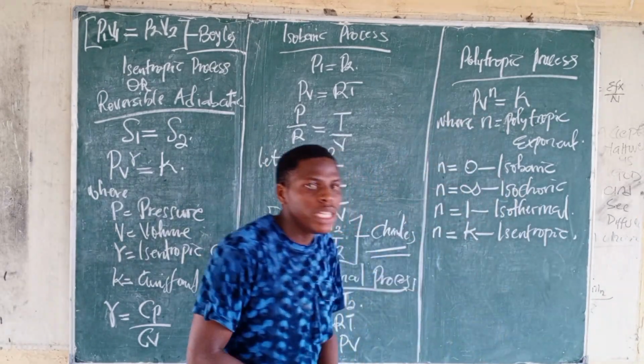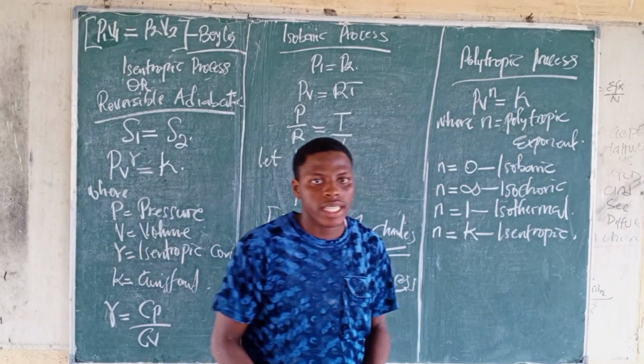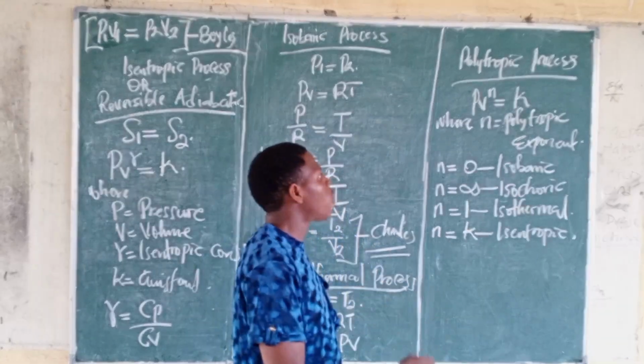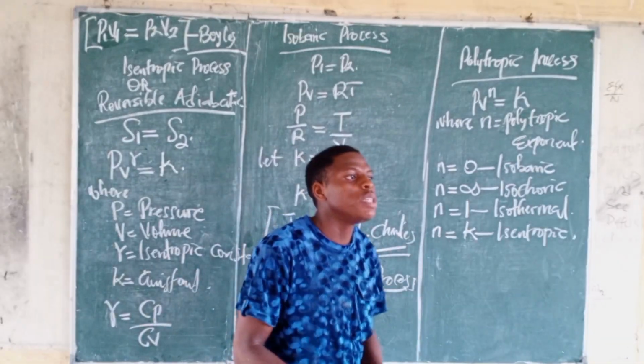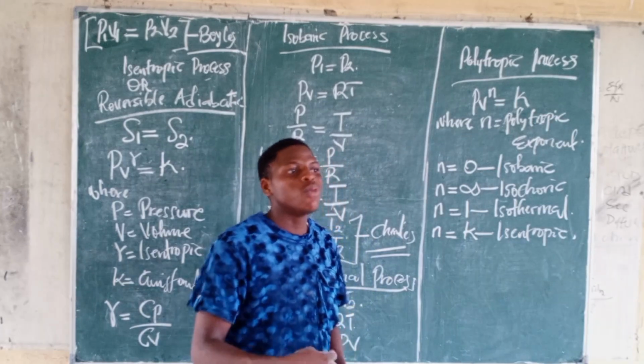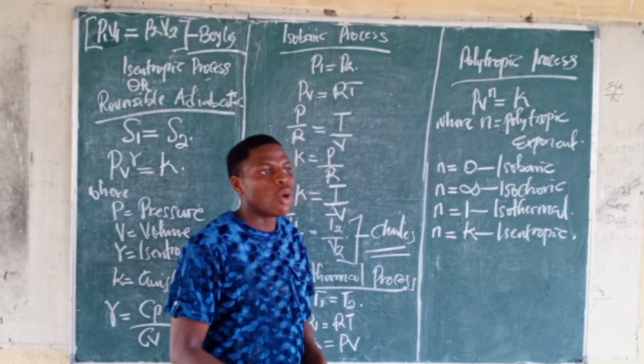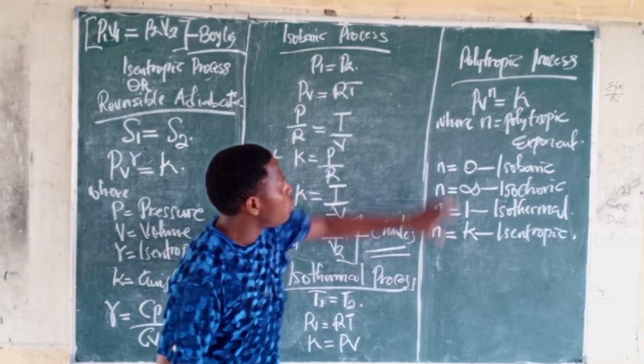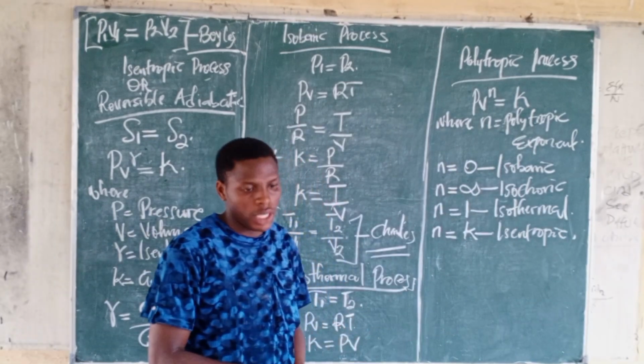So you will be given this formula in the exam, and they will ask you, when is your n said to be an isobaric process? When is your polytropic exponent said to be isochoric, isentropic, or isothermal? Use this to give them your answer.